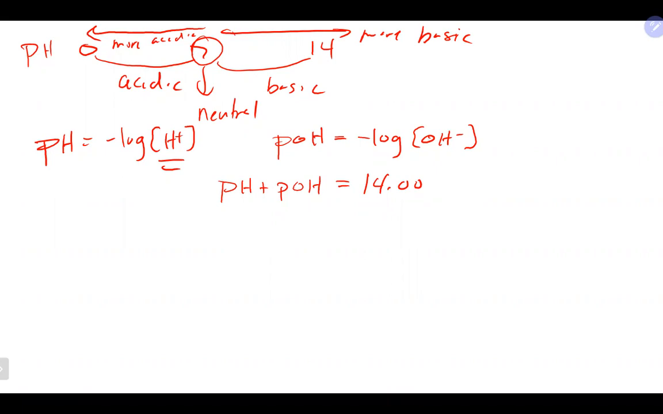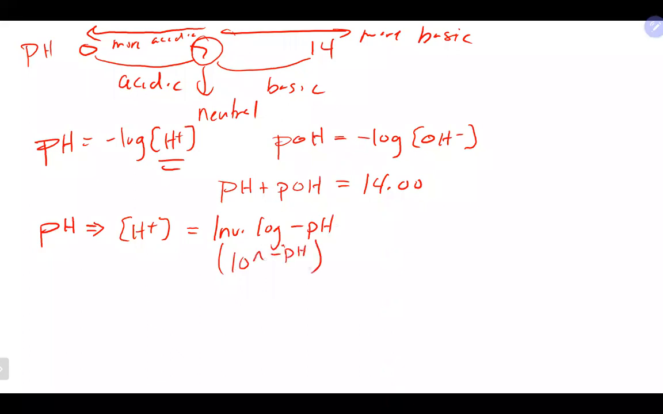I believe we also finished up talking about that if you have the pH, you could get the H plus concentration from that, and that is equal to the inverse log of the minus pH. And again, on most people's calculators that will pop up a 10 and a caret. Negative pH is really what you want. And if you have the pOH, you could get directly from it the OH minus, same calculation, the inverse log of the negative pOH. And that's usually a 10 and a caret negative pOH.